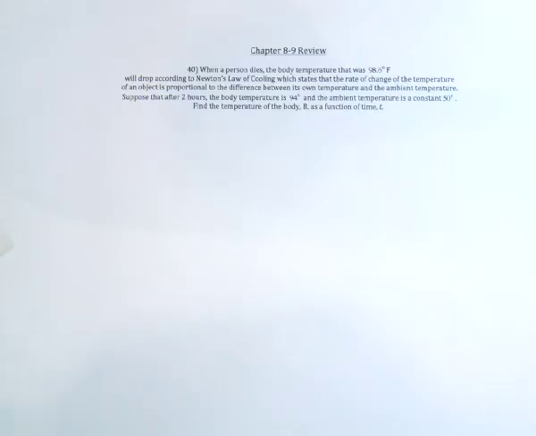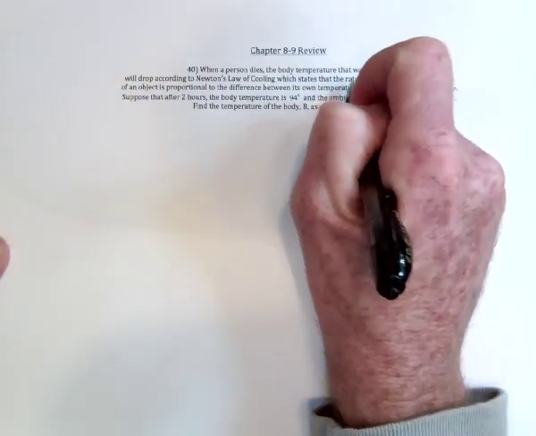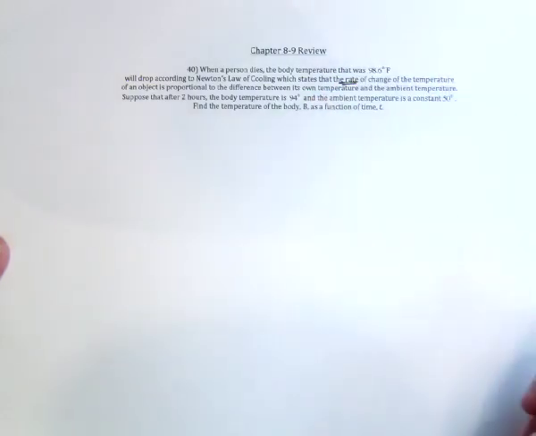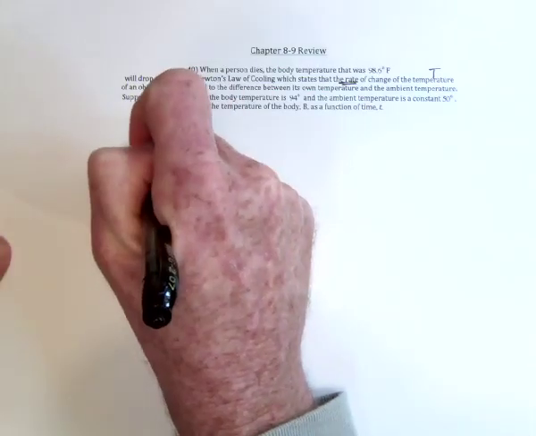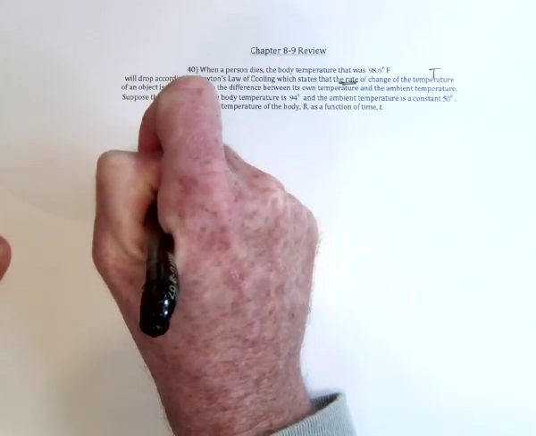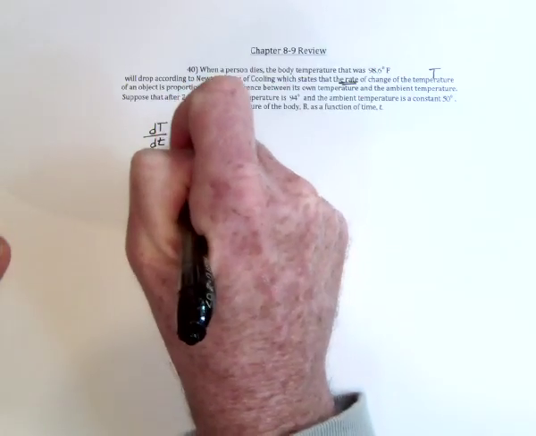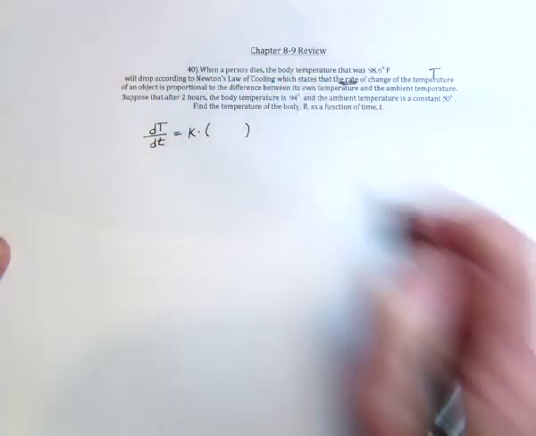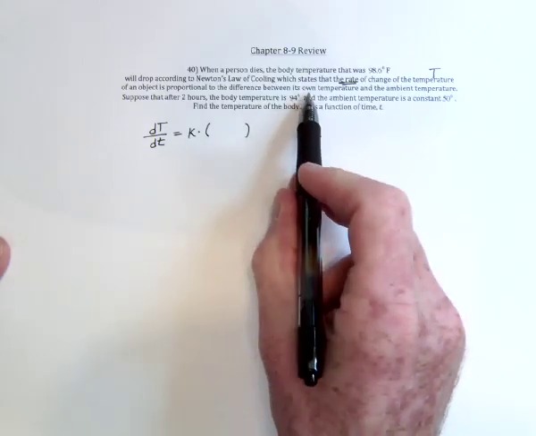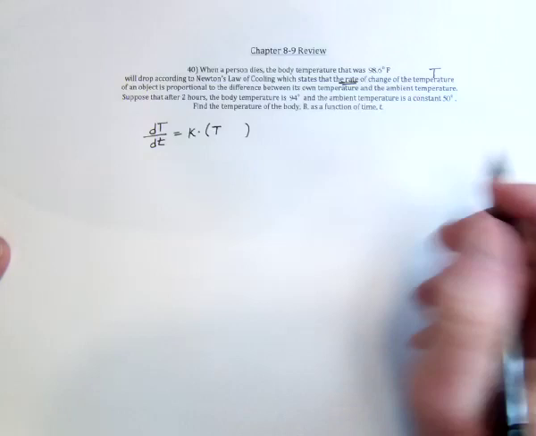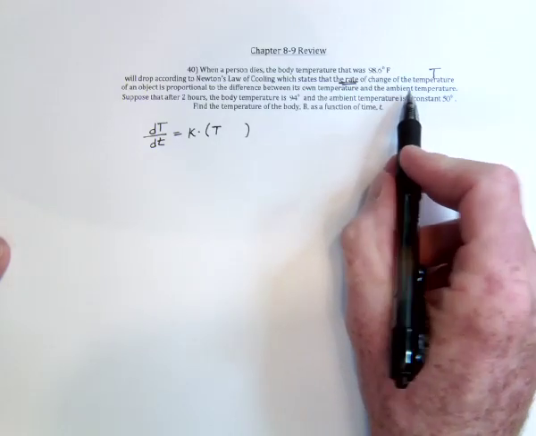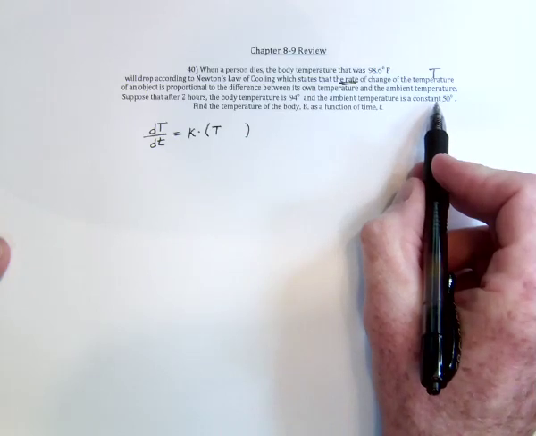Let's first set up a differential equation. So it says that when a person dies, the rate of change of their temperature, so I'm going to use capital T for temperature, the rate of change of their temperature, in other words, the derivative, is proportional, so it's a constant times the difference between the temperature and the ambient temperature, in other words, the surroundings, which in this problem is a constant 50 degrees.